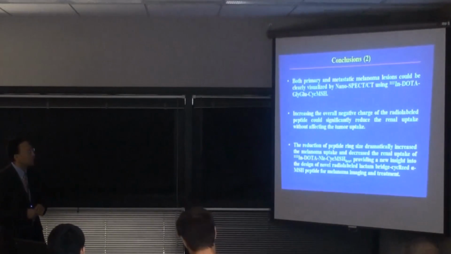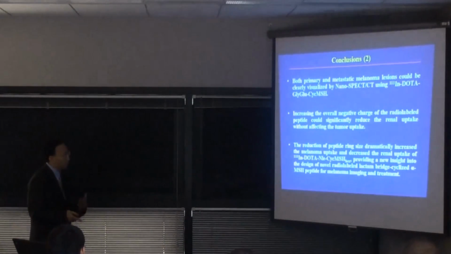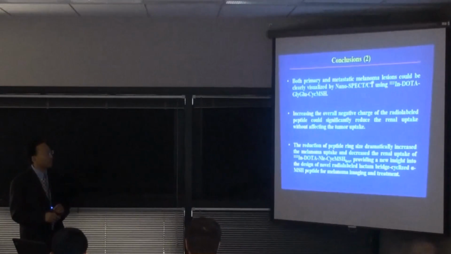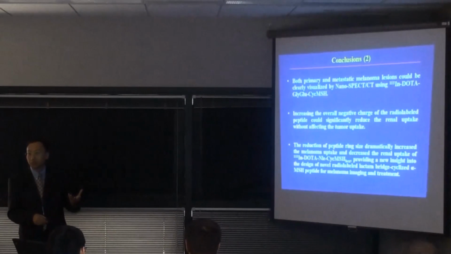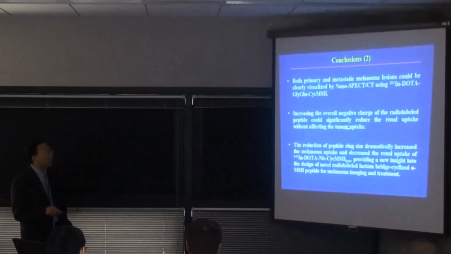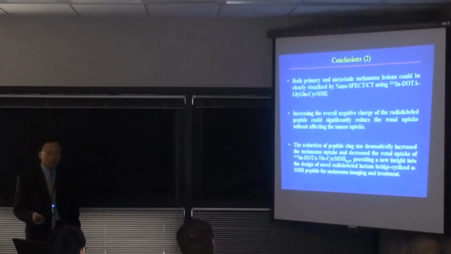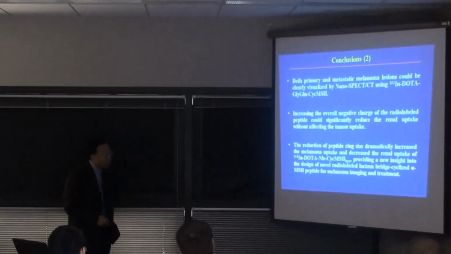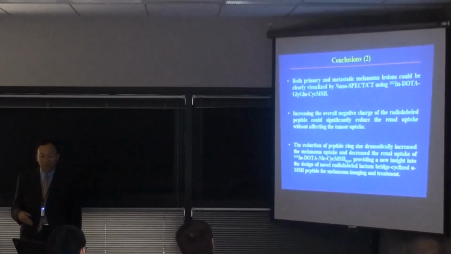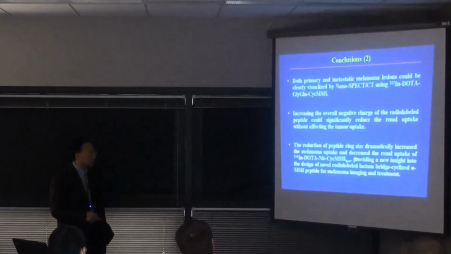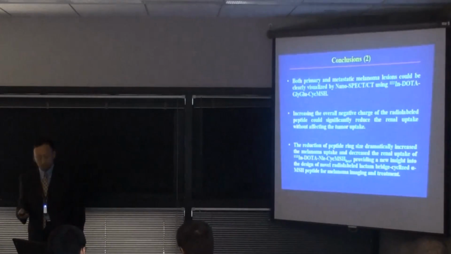So in conclusion, we have developed 2 generations of the MC1 receptor-targeting peptides. Both primary and metastatic lesions could be visualized by the first generation peptide. I didn't show you the biodistribution of the peptide without linker. But basically, increasing the overall negative charge of the peptide could significantly reduce the renal uptake of the peptide without affecting the tumor uptake. And we found the reduction of the peptide size essentially contributed to increasing the melanoma uptake of the second generation peptide, and also decreased the renal uptake.